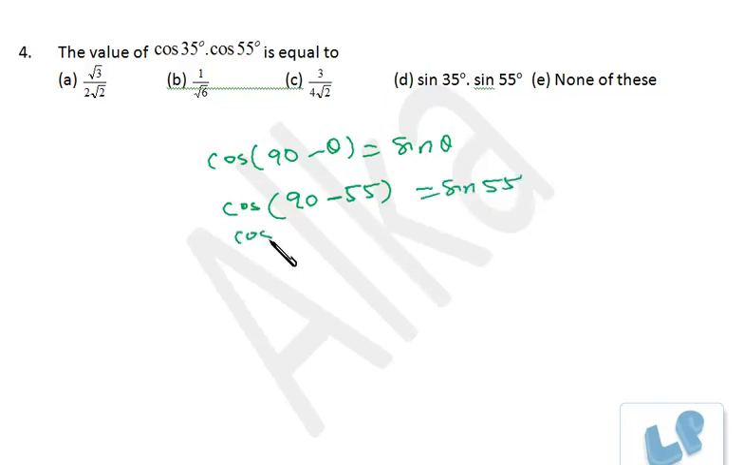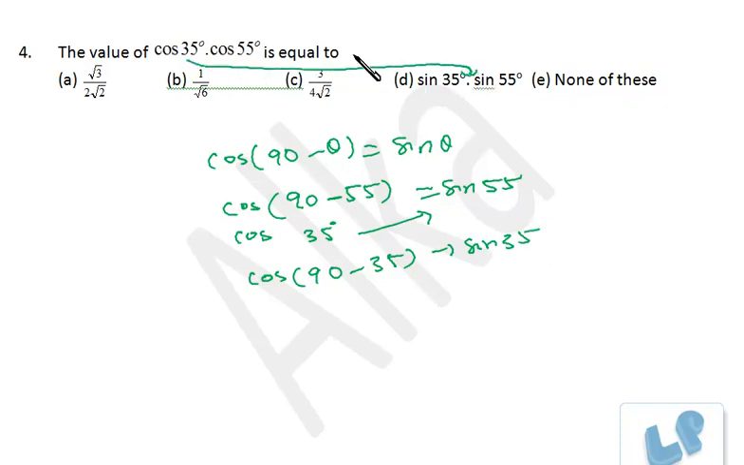This is actually cos 35. So cos 35 is sin 55, and cos 55 can be written as cos(90 minus 35). So cos(90 minus theta) is sin theta. So that's sin 35. So cos 35 can be written as sin 55 and cos 55 can be written as sin 35. So this is correct, right?